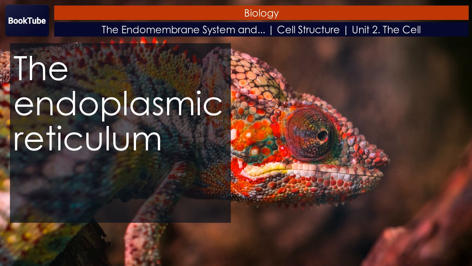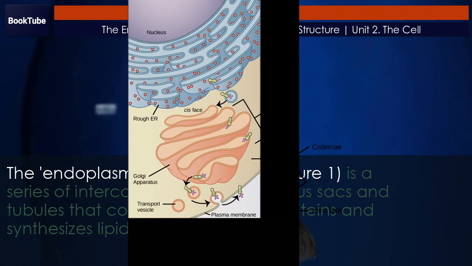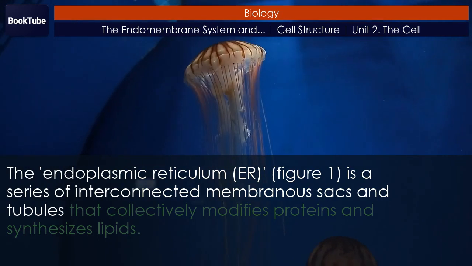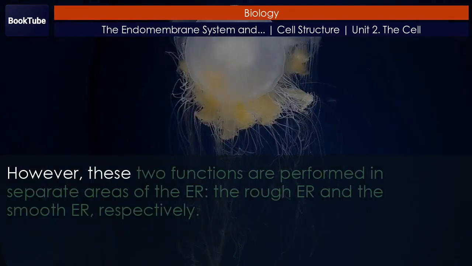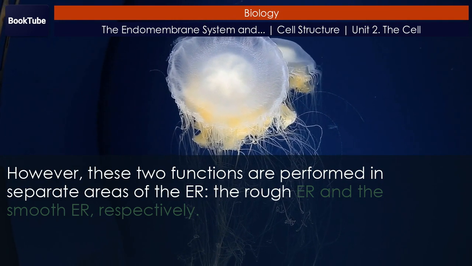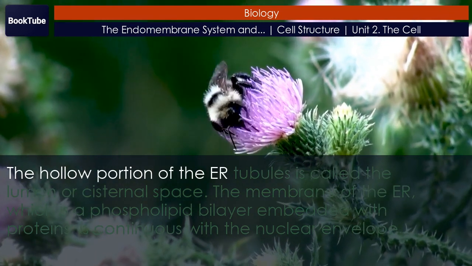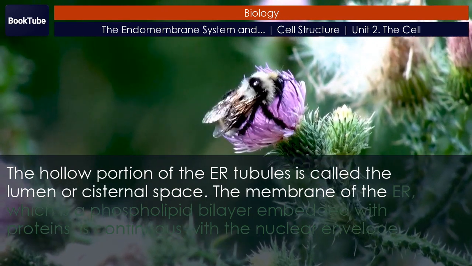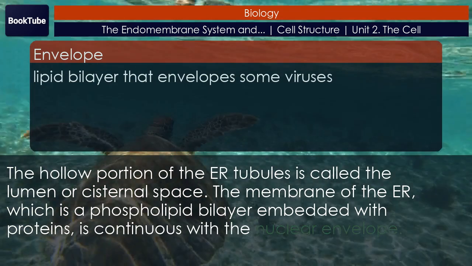The endoplasmic reticulum. The endoplasmic reticulum, figure 1, is a series of interconnected membranous sacs and tubules that collectively modifies proteins and synthesizes lipids. However, these two functions are performed in separate areas of the ER, the rough and the smooth respectively. The hollow portion of the tubules is called the lumen or cisternal space. The membrane of the ER, which is a phospholipid bilayer embedded with proteins, is continuous with the nuclear envelope.